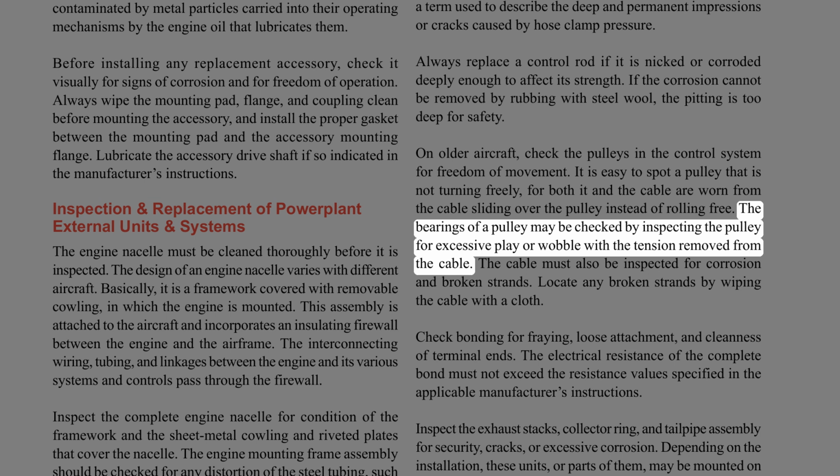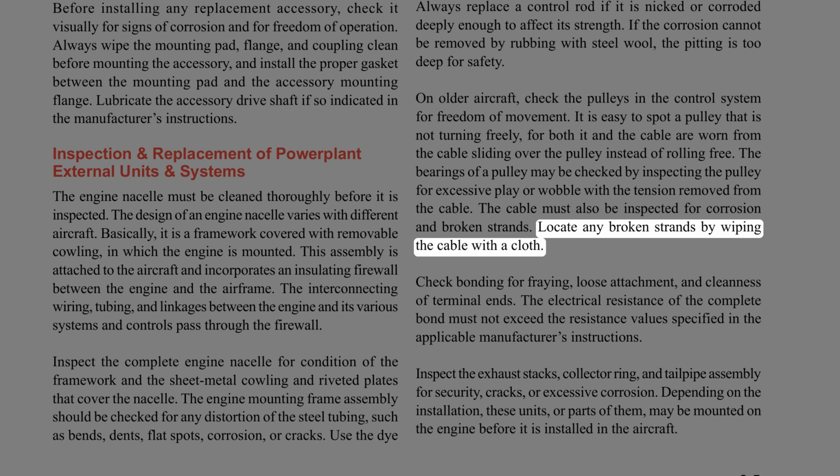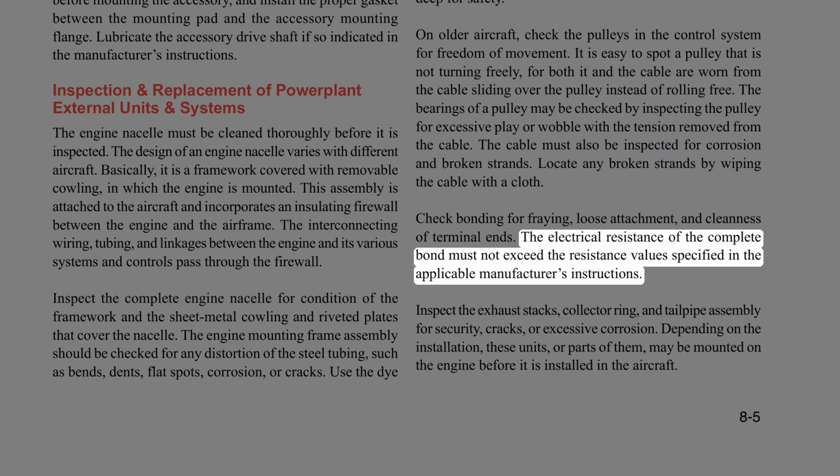The bearings of a pulley may be checked by inspecting the pulley for excessive play or wobble with the tension removed from the cable. The cable must also be inspected for corrosion and broken strands. Locate any broken strands by wiping the cable with a cloth. Check bonding for fraying, loose attachment, and cleanness of terminal ends. The electrical resistance of the complete bond must not exceed the resistance values specified in the applicable manufacturer's instructions.